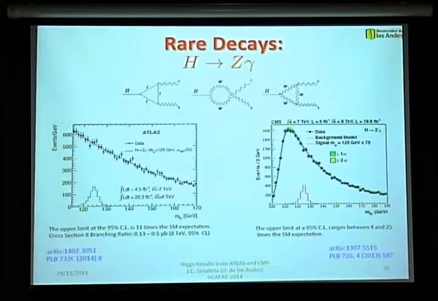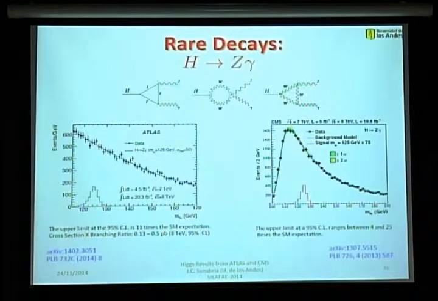Fine, let's see. Z gamma has a small branching ratio, so the quality of the results is not as good as the previous results that I have presented. ATLAS puts an upper limit, at the 95% confidence level, for the branching ratio, guys.